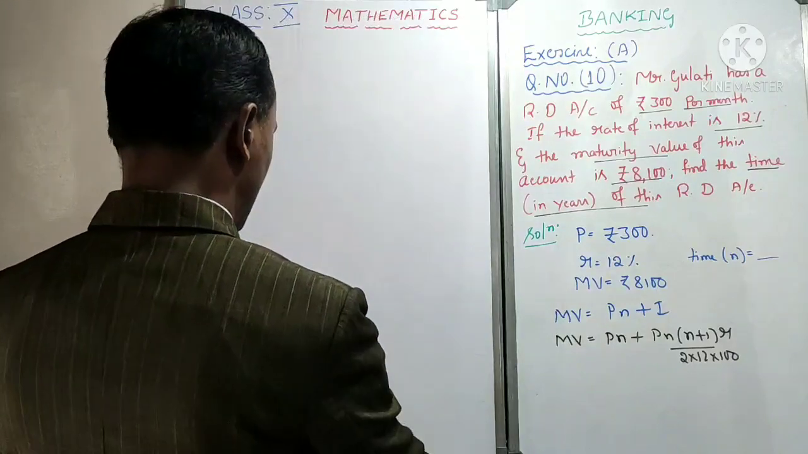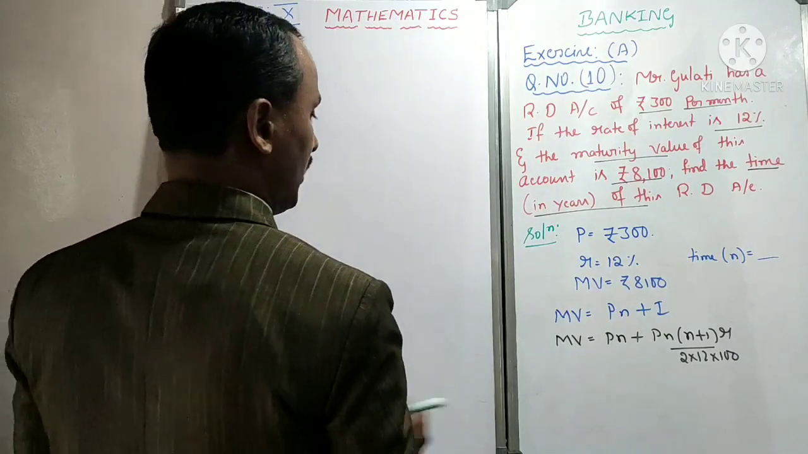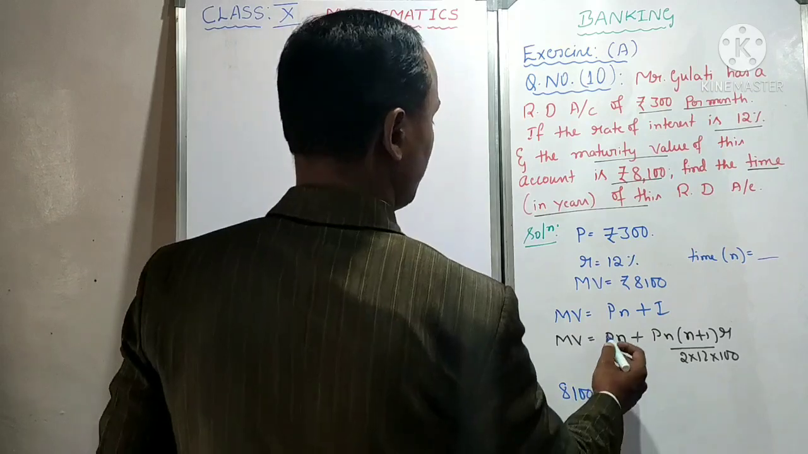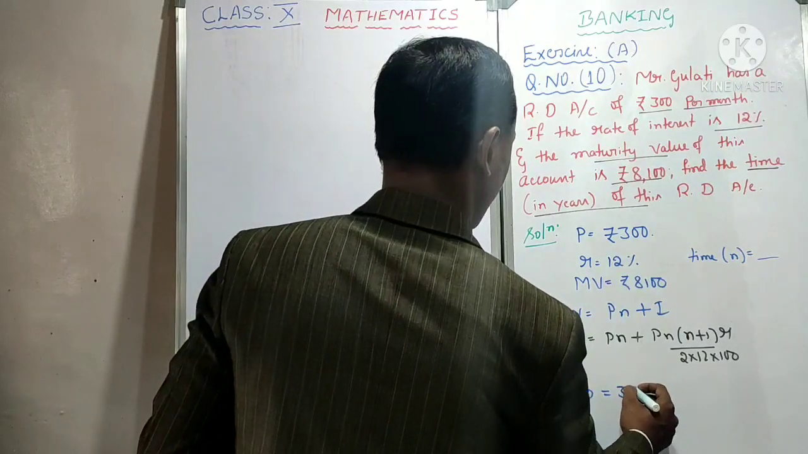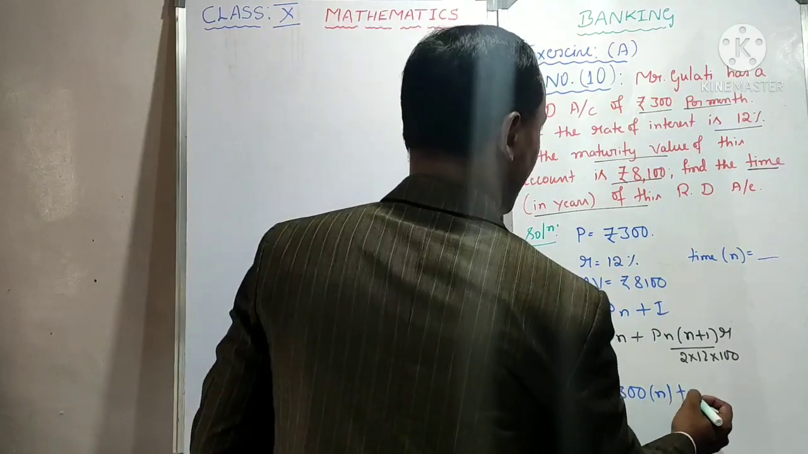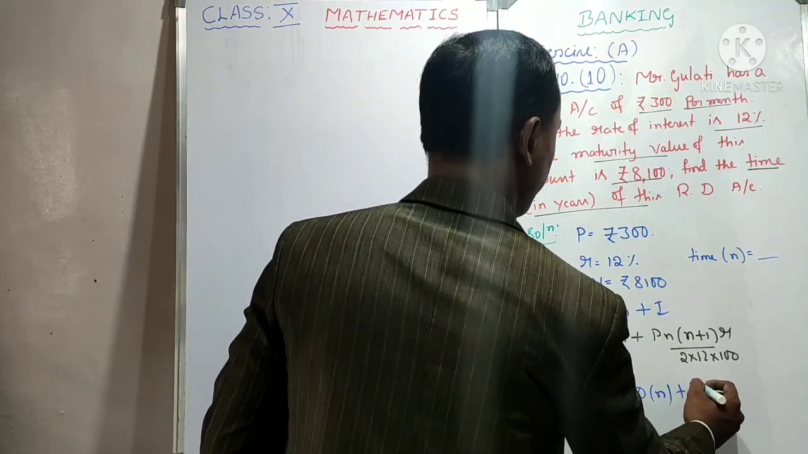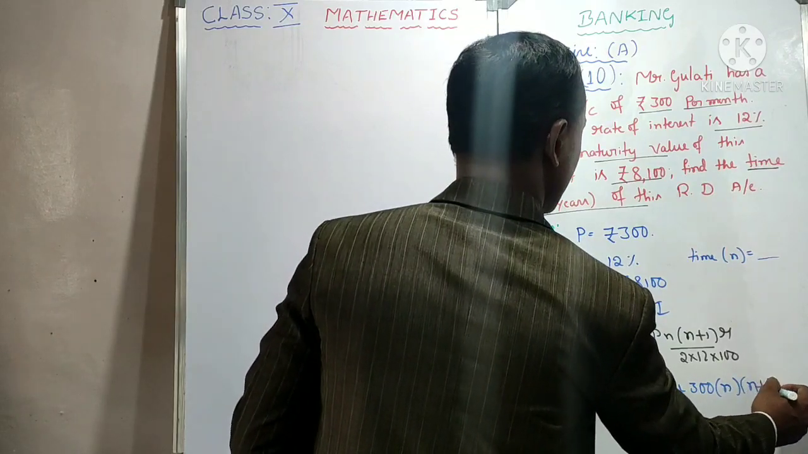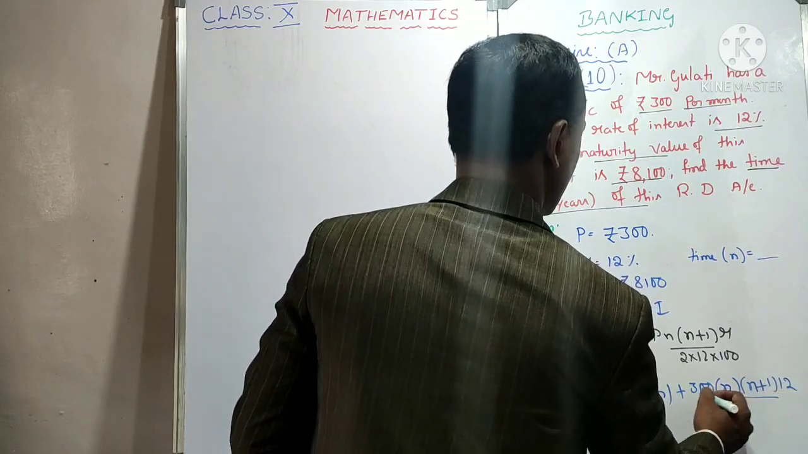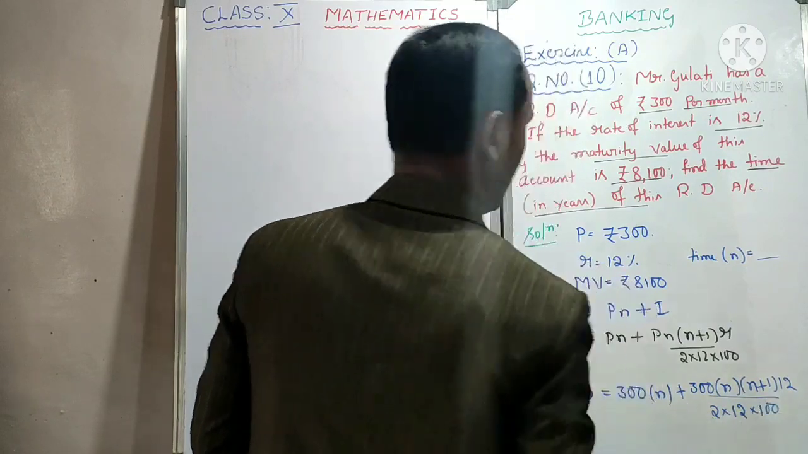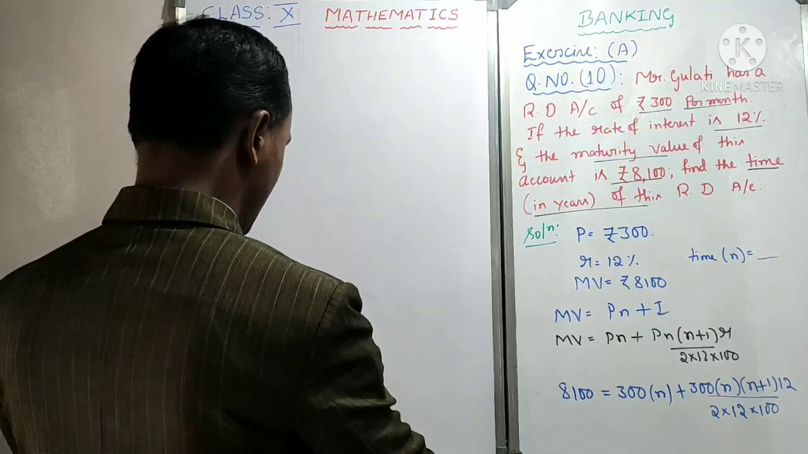Now I will substitute all the values. Maturity value amount, how much? 8,100 is equal to P value 300, n value we don't know, so use the bracket as it is, plus again P value 300 into n as it is, n plus 1 as it is, R value 12, divided by 2 into 12 into 100. Now which terms will get cancelled? Observe carefully.